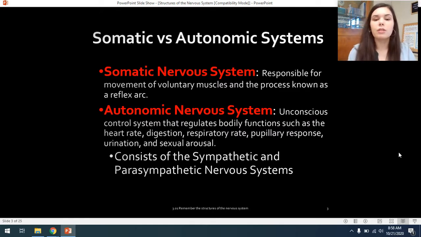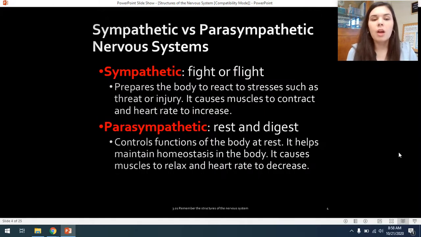Within your autonomic nervous system, we also have two more branches. And I'm going to show you a picture of all this in a second. But you can break your autonomic nervous system into sympathetic versus parasympathetic. Your sympathetic nervous system is your fight or flight nervous system, and you've probably heard of this before. Fight or flight basically means it's how the body reacts to stresses, such as a threat or an injury. So it causes your muscles to contract and your heart rate to increase, and in some situations, you are able to stand your ground and fight off whatever the stress is, and in some situations, you run away or flee from the stress.